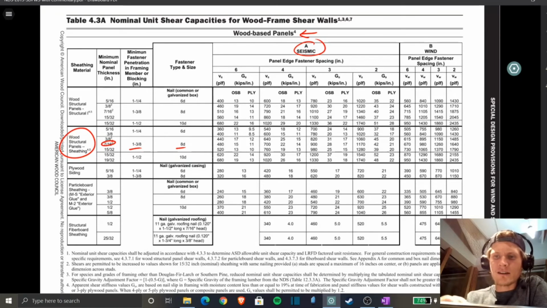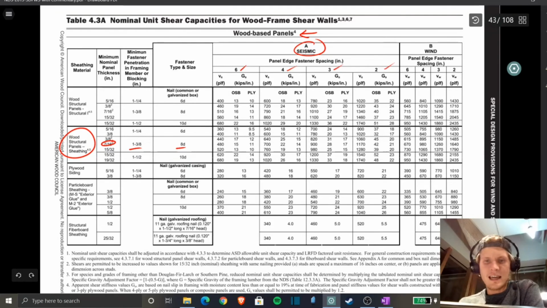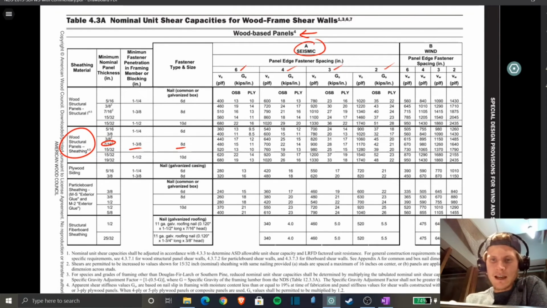And then you see here, so spacing, you have 6-inch spacing, 4-inch spacing, 3-inch, 2-inch. So we're going to say 4-inch spacing, and then you have CVS here, and there's your units, PLF, so pounds per lineal foot. That's why we were talking about getting it into PLF before. Now, we have 158 PLF as our required shear.